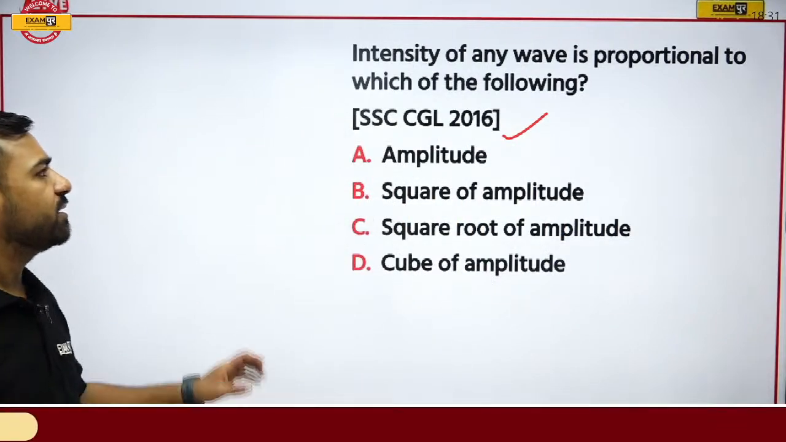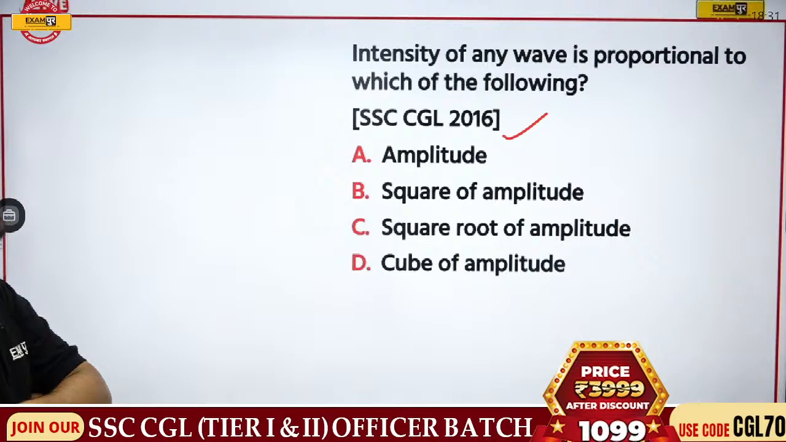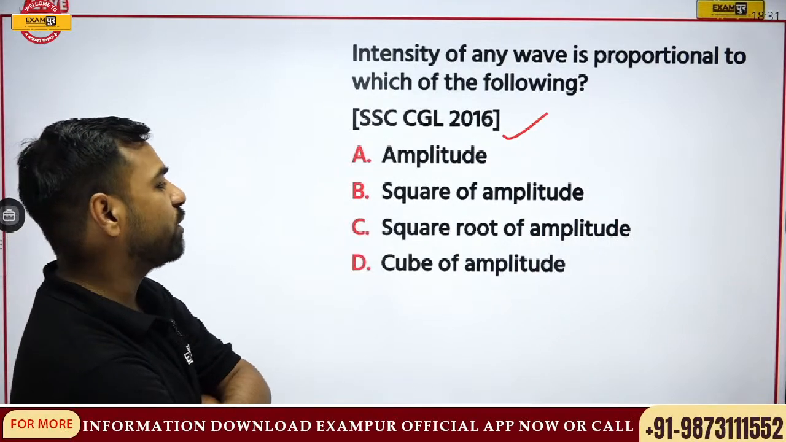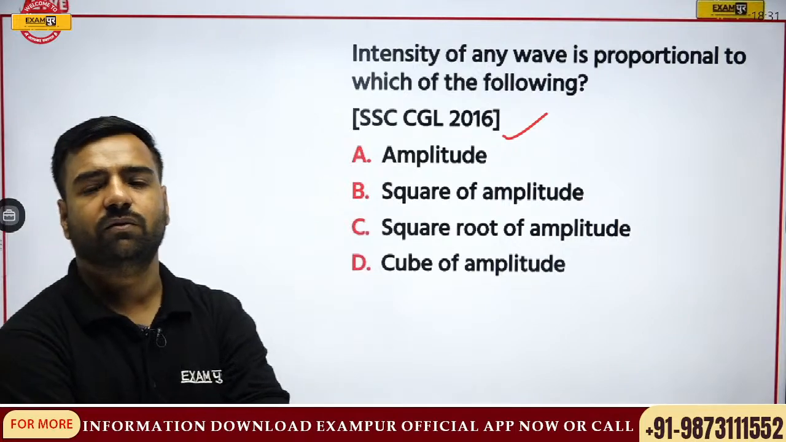Question is, intensity of any wave is proportional to which of the following? Is it amplitude, square of amplitude, square root of amplitude, or cube of amplitude? What is the correct answer?